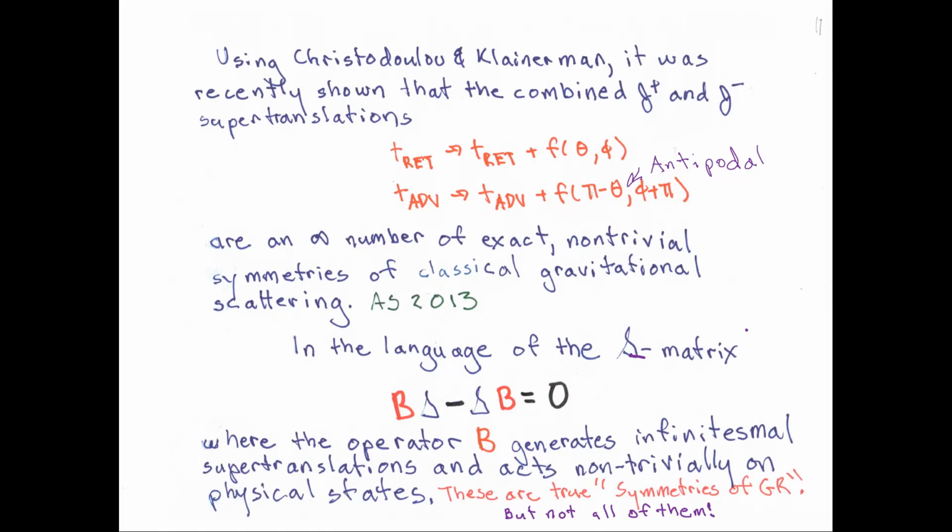So if B generates these funny BMS supertranslations, we've shown that they commute with the S matrix. And that means, for example, that if you have a given in state that scatters into a given out state, you act on that with a BMS transformation, it will transform into the BMS transformation of the original out state. Okay, so these are true symmetries of GR. We're going to talk in a moment about how you measure them, but not all of them.